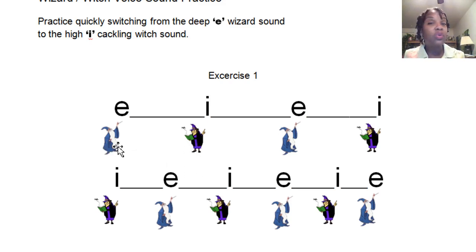So the wizards make what sound? And the witches make what sound? All right. I'll give you a practice. I want you to watch me and listen to me first. For this drill, it's going to be something like this. Eh, eh, eh, eh, eh, eh, eh, eh, eh. Think you can do that? I think you can.